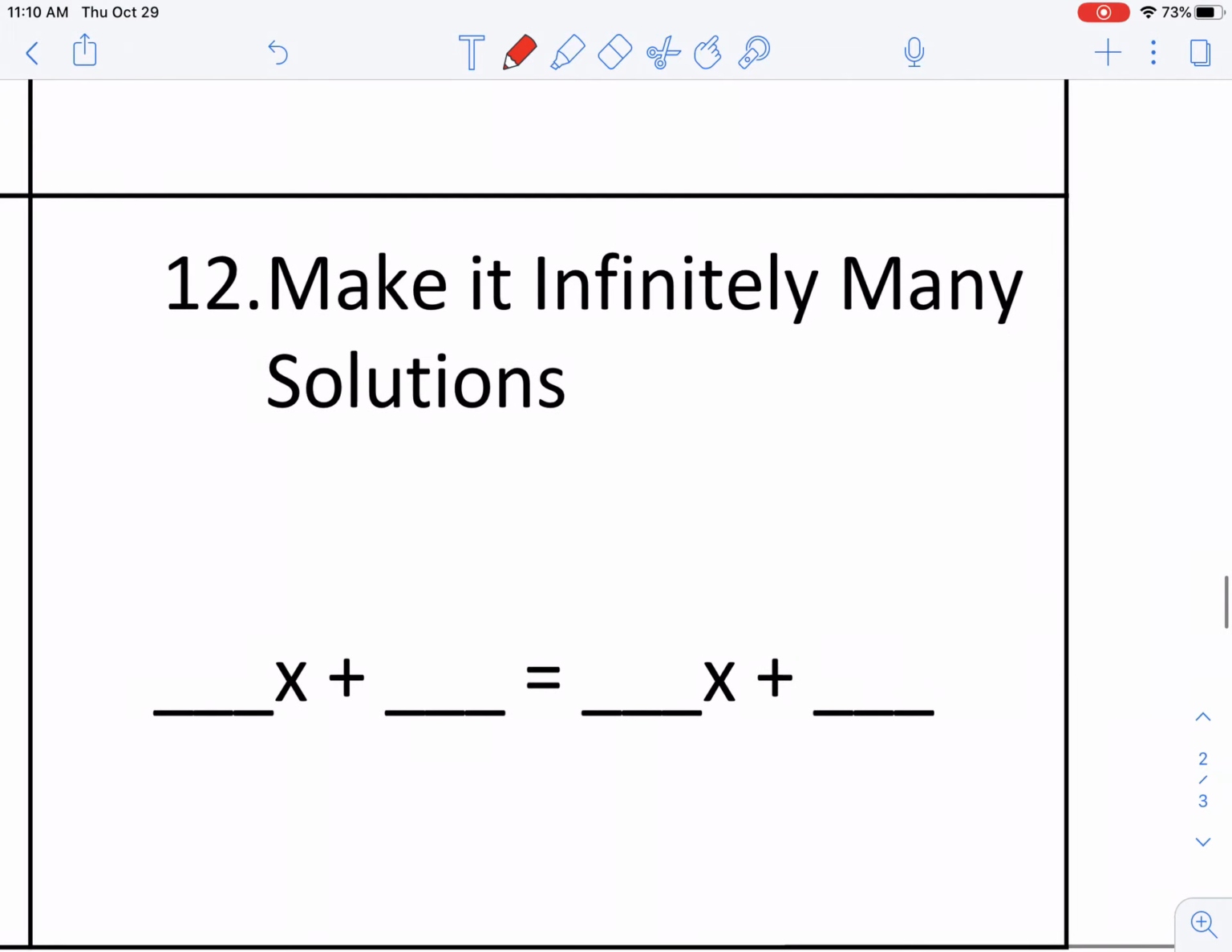To make something infinitely many solutions, it has to have the same variable, so we'll put 2x and 2x. And then the numbers also have to be the same, so we'll put 4 and 4. It doesn't really matter what numbers you pick, they just have to be the same.